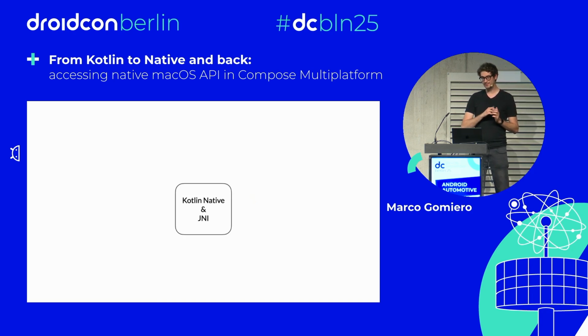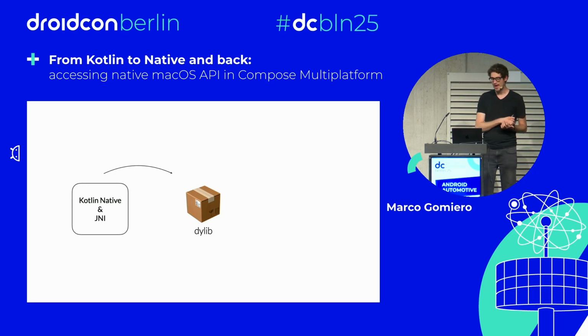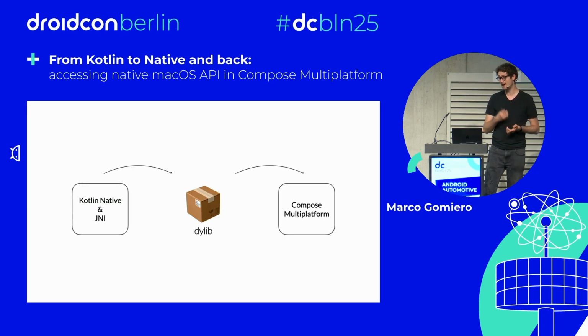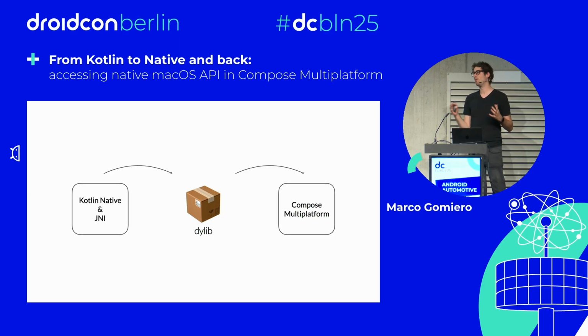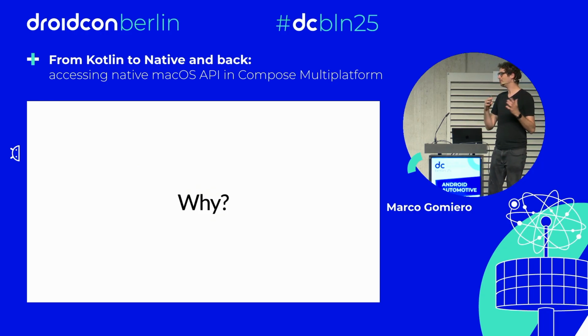What we're going to see today is how from Kotlin Native and JNI, we can generate a dynamic library to have the code working on macOS, and then import that dynamic library in the Compose Multiplatform macOS desktop app. And all of this also because I only wanted to use Kotlin for that, because I like Kotlin and I don't want to use something else in this case. So why do we have to do that and not use something that the JVM offers?